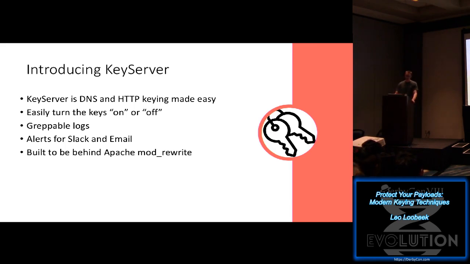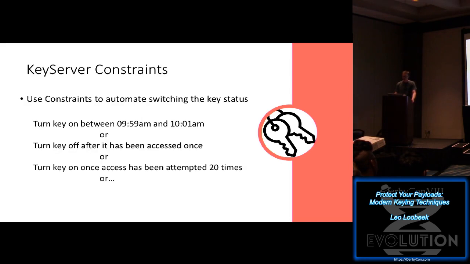So I figured some tooling around this would also be nice, being able to turn keys on and off more easily. So I wrote Key Server. Basically, it just makes those DNS and HTTP keying a lot easier. You can turn the keys on and off. Greppable logs, you can see every single time a key's been requested. Alerts, so you know when a key's being requested and you're not expecting it. Sends it to Slack or email. And I also built it so I could still use those nice Apache mod_rewrite rules.